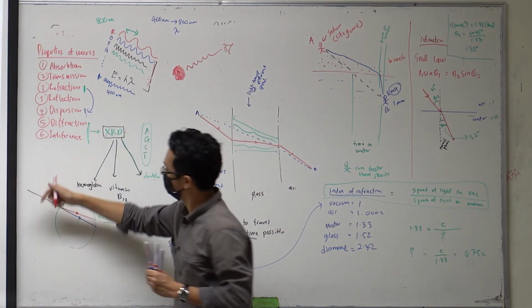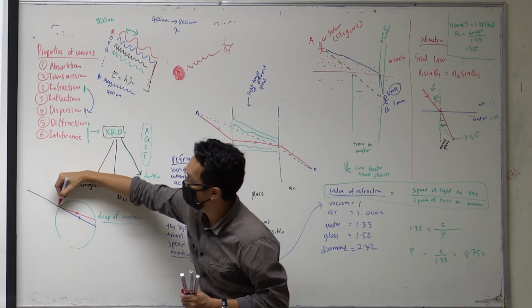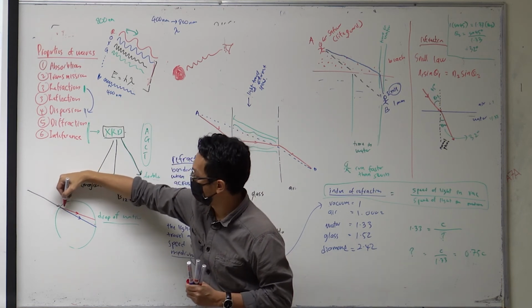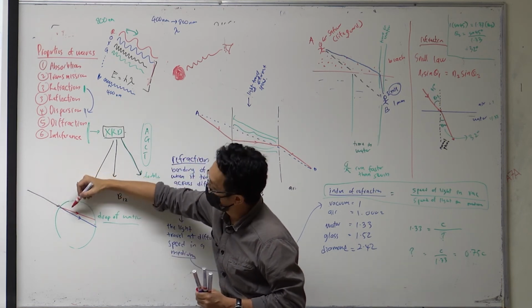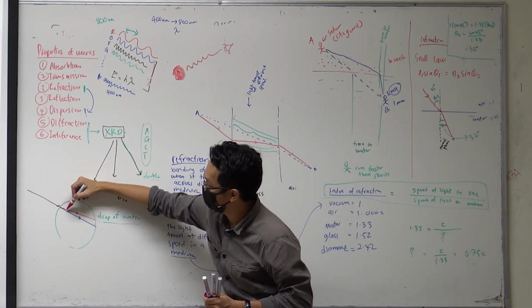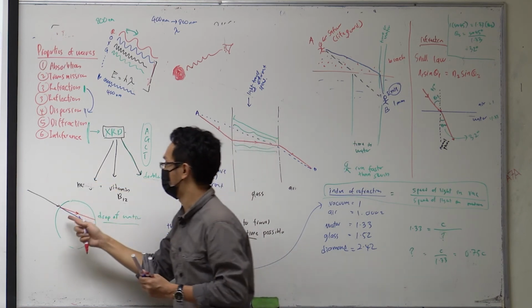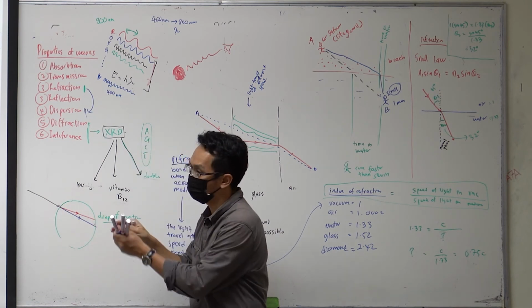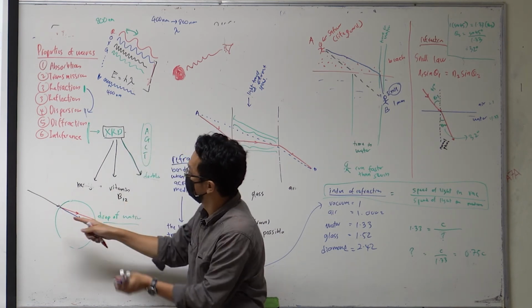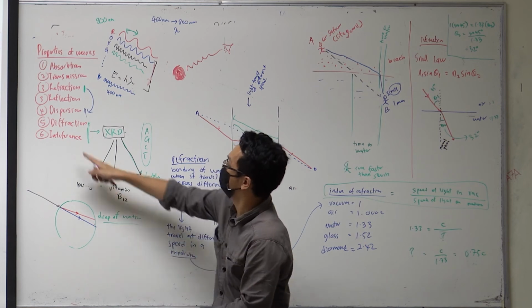So when the sunlight goes into the raindrop, refraction happens. And because the red is refracted less than the blue, they will separate. This separation, we call it dispersion.